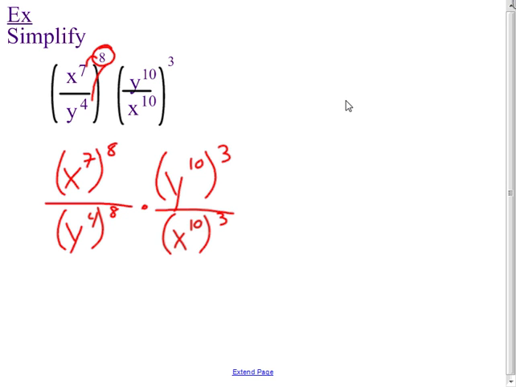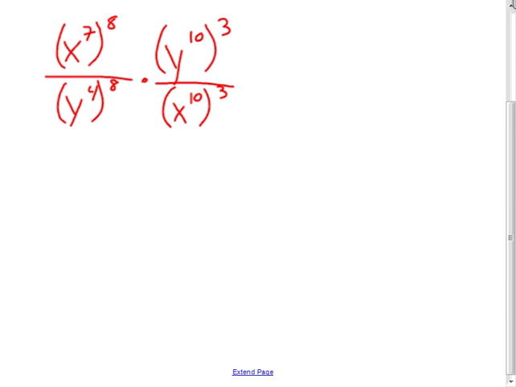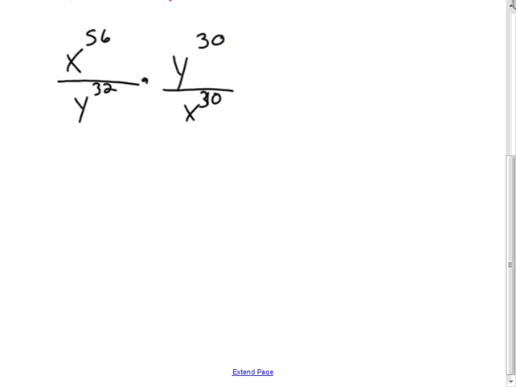So now I just have to go through and look at, okay, power to a power, what do I do? Multiply exponents. So my numerator is x to the 56th over y to the 32nd, times y to the 30th, power to a power, you multiply again, over x to the 30th as well. So now when I look at this, I have two fractions. If you remember multiplying fractions, you multiply across the top, you multiply across the bottom.